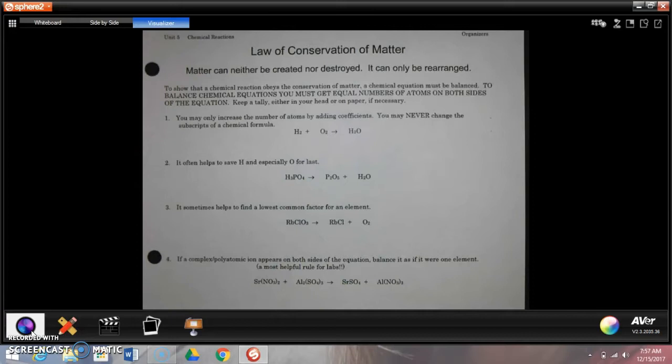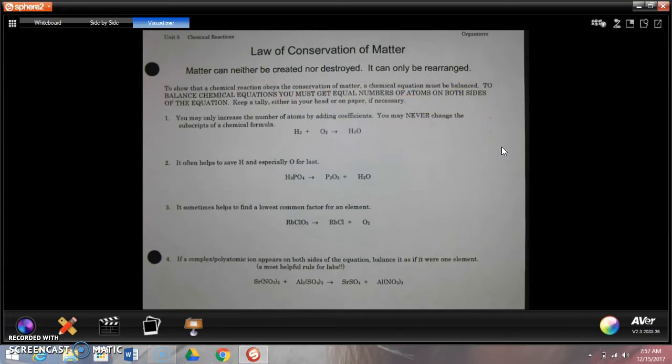So the law of conservation of matter says that matter can neither be created nor destroyed. It can only be rearranged. And so we see that manifest itself in a balanced chemical reaction by having the same number of atoms, so you can see this idea here, the same number of atoms on both sides of the equation.